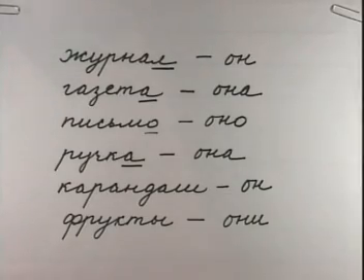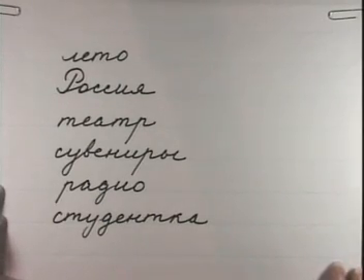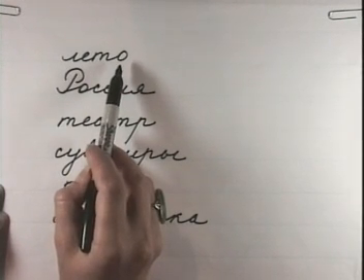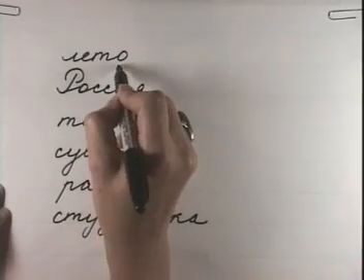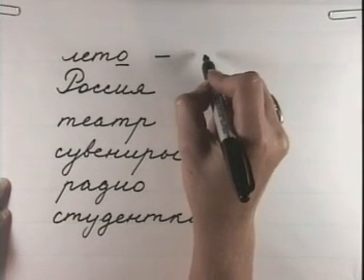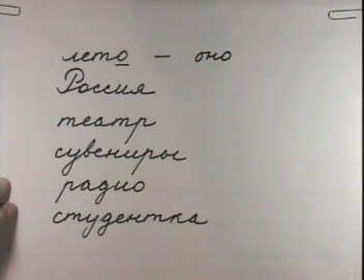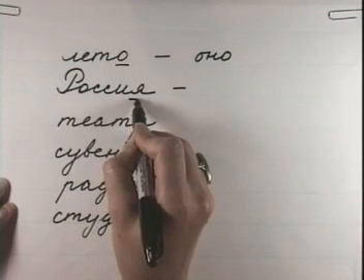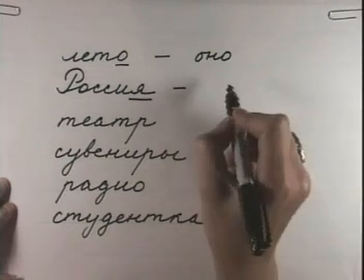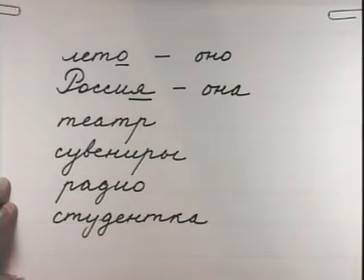Let's continue working on gender identification. And there are several more words for us to work on. The first one here is лето. It ends in O. So what's the replacer pronoun for this word? Оно. Россия ends in Я. Which gender is Россия? Feminine. So the pronoun for it is она.